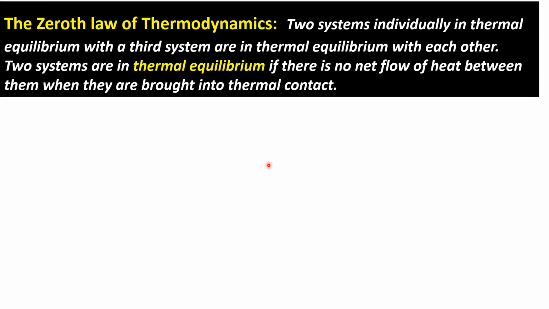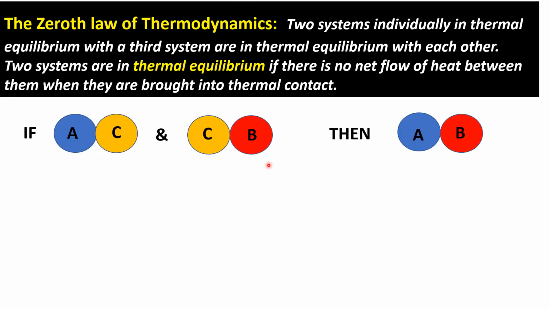First, we have the zeroth law, which states that two systems individually in thermal equilibrium with a third system are in thermal equilibrium with each other. Okay? So two systems are in thermal equilibrium. There is no net flow of heat between the two systems when they are brought into thermal contact.